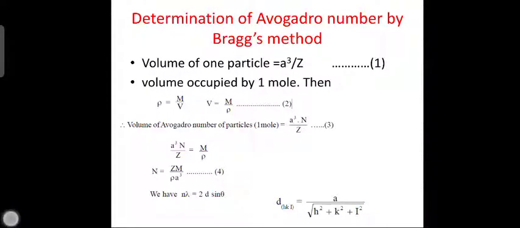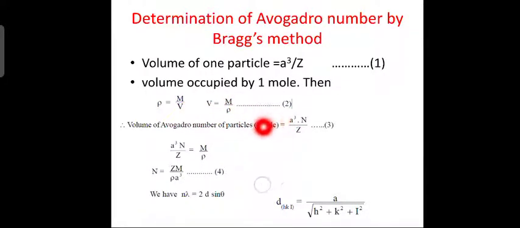Good morning, students. Today let us study the determination of Avogadro number by Bragg's method. Now volume of one particle is given by a cube divided by z. What is a? a is the length of the side of a cube, z is the atomic number. Volume occupied by 1 mole: rho is given by m by v. Now what is rho? Density of the cube, mass by volume, or v is equal to m by rho.